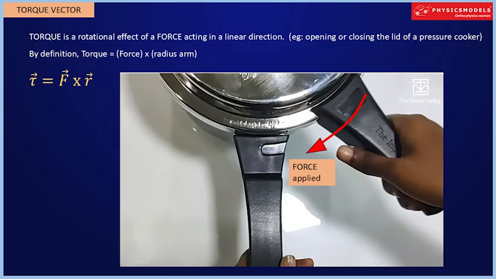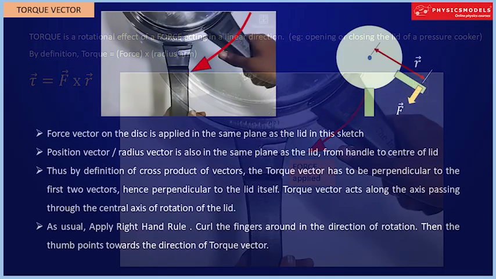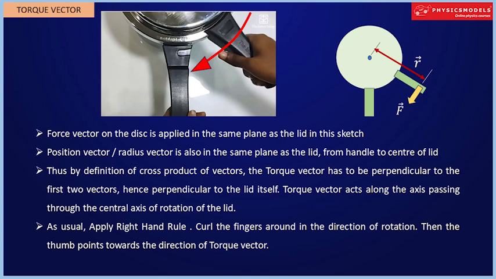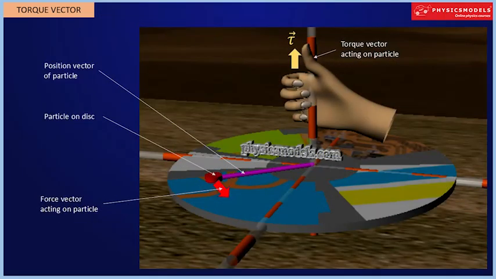Therefore, the third vector, the torque vector, has to be perpendicular to both of these vectors, and therefore the torque vector also must lie along the axis of rotation. This sketch explains very clearly why the torque vector is perpendicular to the plane of the disk. And I do agree that's counterintuitive to our normal feeling.